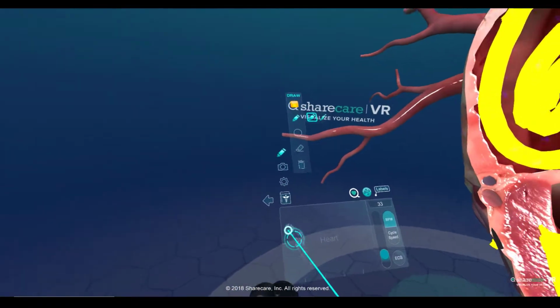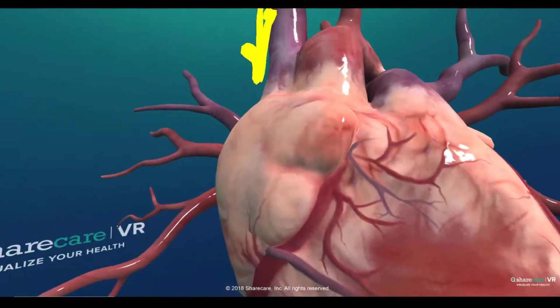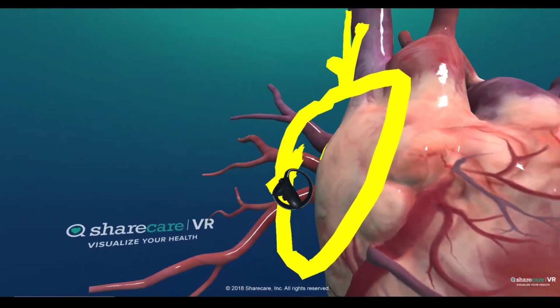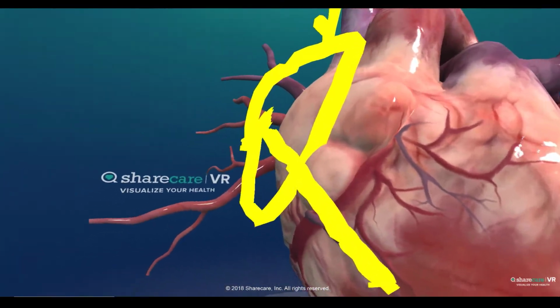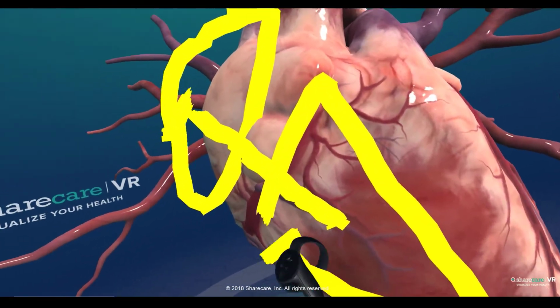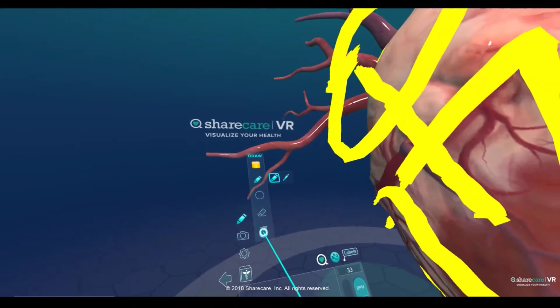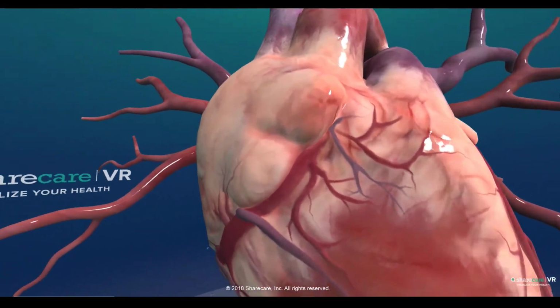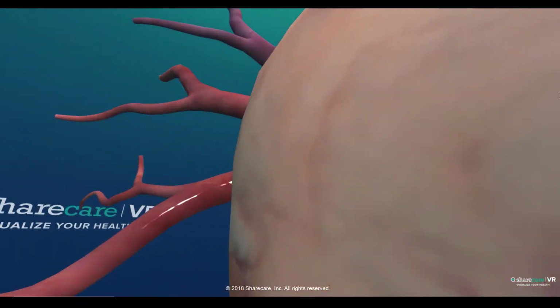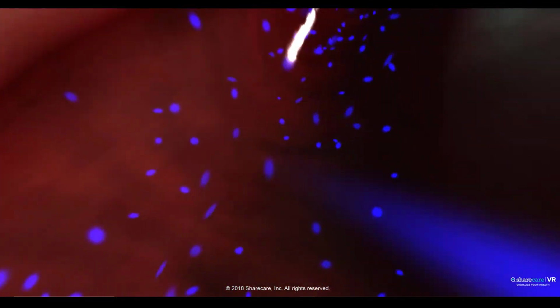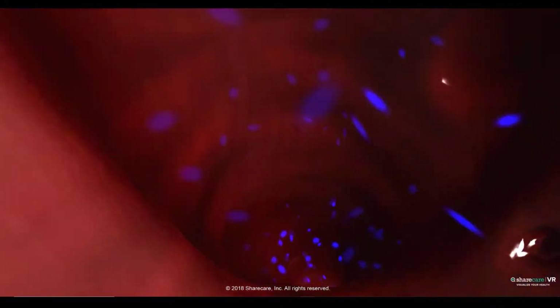Let me pull us back out. We were right here in the right atrium. The blood is going through that tricuspid valve into our right ventricle. I'm going to erase all of that now. And we're going to stick our head in here again. So we're going to come into the right atrium with our superior vena cava, our inferior vena cava, and we're right in the right atrium.